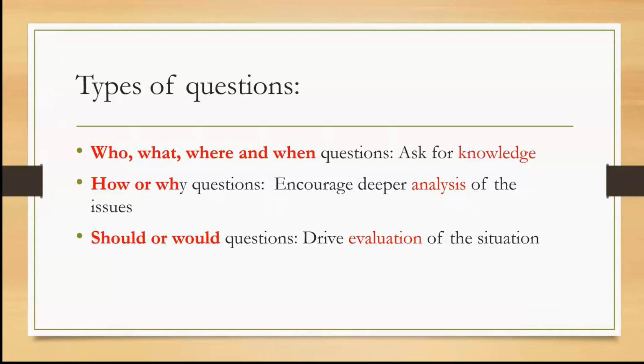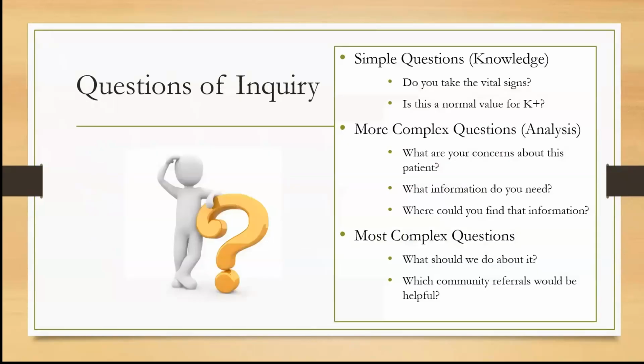We talked a minute ago about simple to complex. So when you're asking who, what, where, and when, you're on the simple side of that equation and you're looking for a base knowledge. And then you move into how or why questions. And when you ask those questions, you're encouraging the learner to start using a deeper level of analysis of whatever the topic is. And then finally, the most complex would be should or would questions, because those drive an evaluation of the situation. So again, simple to complex in the use of questions.